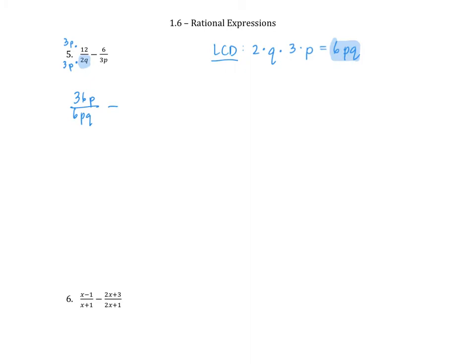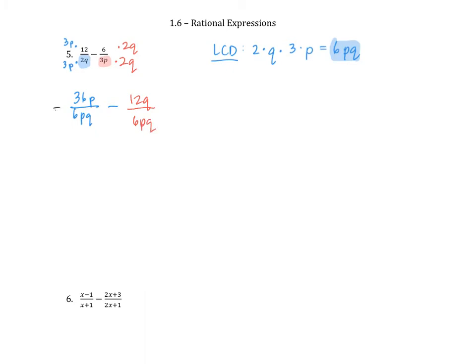Minus, now we're going to look at the 3p. What do we need to multiply by to get 6pq? So we have a 3. To get 6, we need to multiply by 2. We already have the p, so we need to multiply by the q. So if we multiply the bottom by 2q, we need to multiply the top by 2q as well. So here we will get 12q over 6pq.